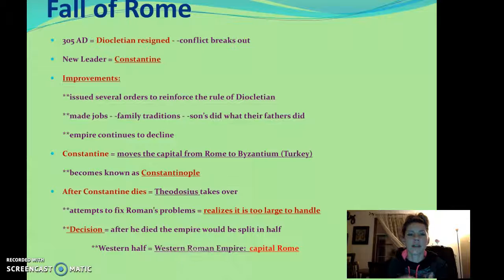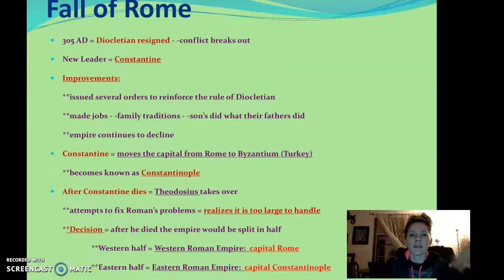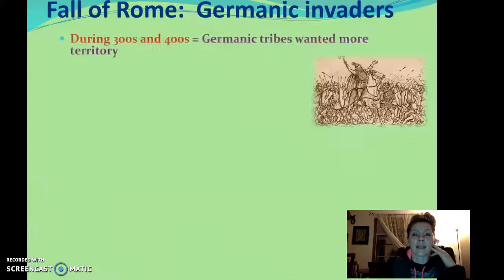After Constantine dies, again, we're in turmoil and nothing is working. A guy named Theodosius takes over. He realizes that Rome is just too big. He can't fix anything. So he took Rome and he split it completely in half. And now we're going to have 2 Roman empires: the Western Roman Empire, whose capital was in Rome, and the Eastern Roman Empire, whose capital was in Constantinople.